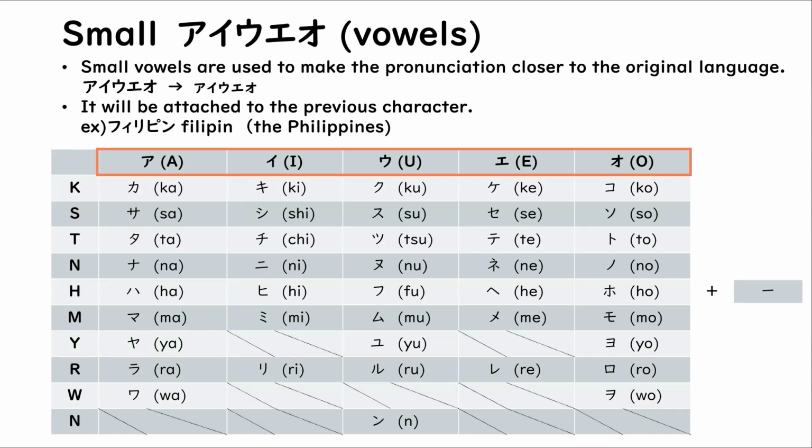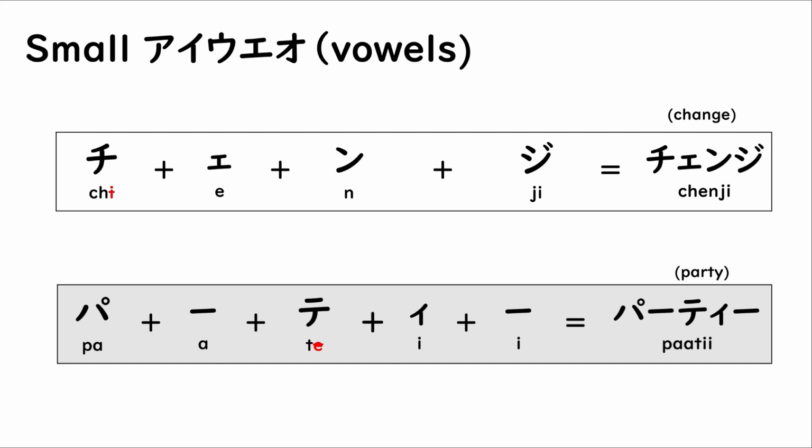Finally, we have small vowels. They are attached to the previous character to make the pronunciation closer to the original language. For example, Philippine. Other examples are change, party. Great job! Now let's try the final quiz.